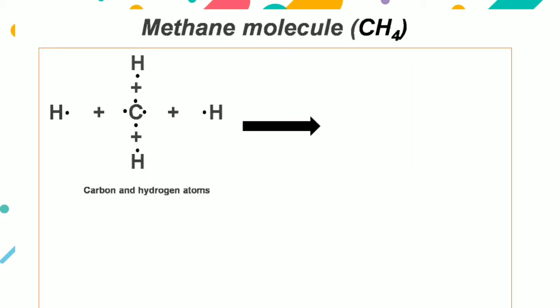The formula of methane is CH4. Therefore, it consists of 1 carbon and 4 hydrogen atoms. Carbon has atomic number 6, so its electronic configuration is 2, 4, means it has 4 electrons in its valence shell. So we write the Lewis symbol of carbon by writing C and placing 4 dots around C. And hydrogen's atomic number is 1, so we will write its Lewis symbol by writing H along with 1 dot.